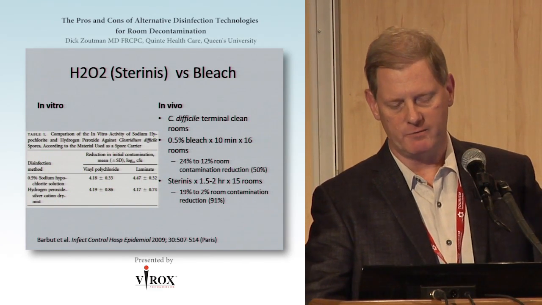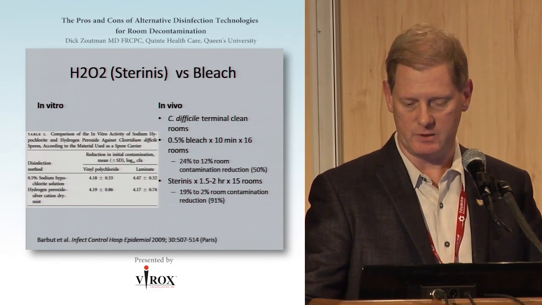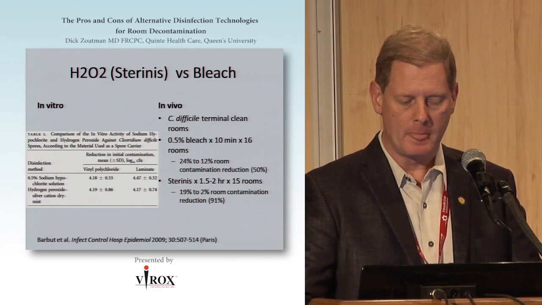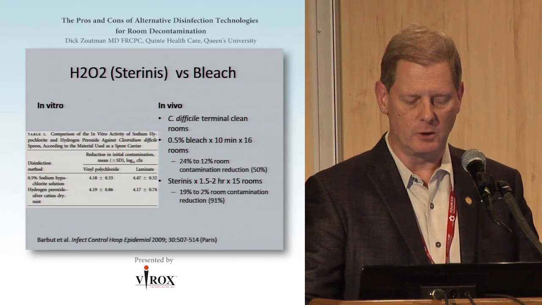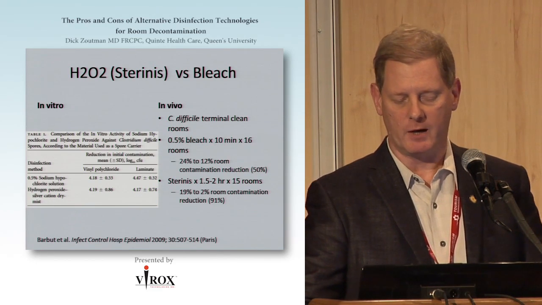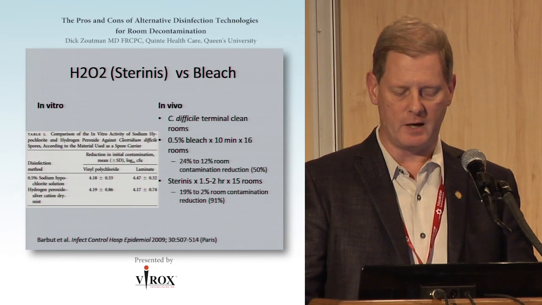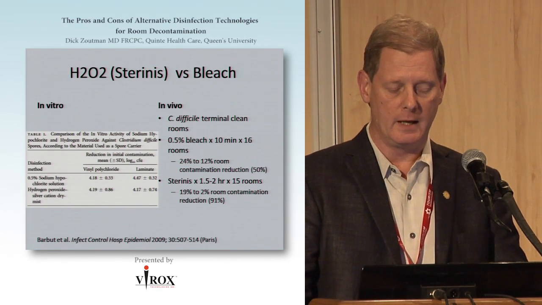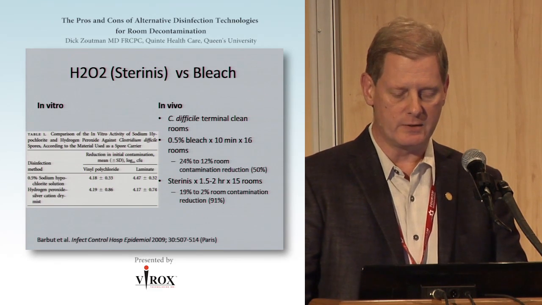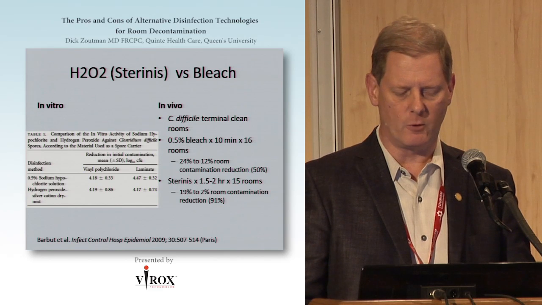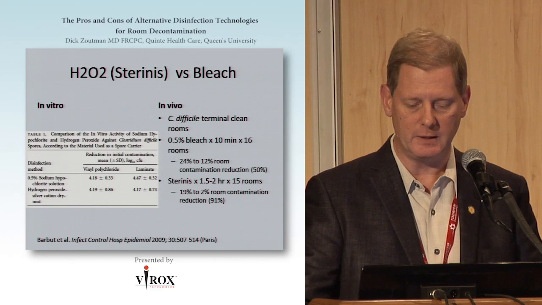Barbet out of Paris did a very interesting study looking at hydrogen peroxide, again the Sterinis system, versus bleach cleaning. They started off in vitro looking at a comparison on polyvinyl chloride samples and laminate samples, cleaning with 0.5% sodium hypochlorite and hydrogen peroxide with the Sterinis system. And you can see that the log kill was roughly equivalent, around 4-log kill for both, with a 10-minute application of the 0.5% bleach.